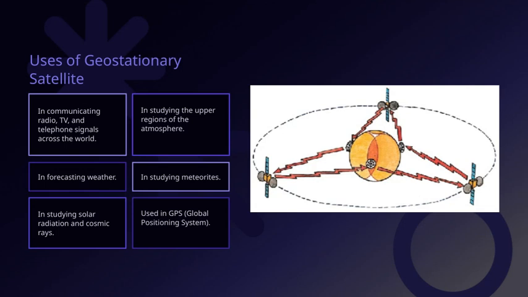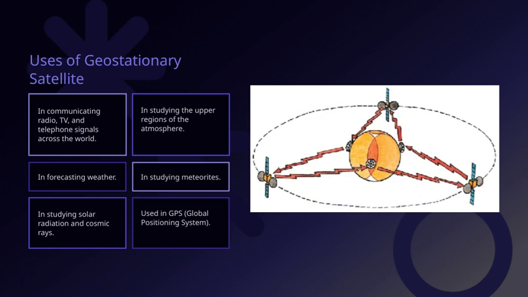Let's take a look at some of the key uses of geostationary satellites. First, they're essential in GPS, or Global Positioning System, helping us navigate accurately around the world. They also play a crucial role in studying meteorites and understanding our solar radiation and cosmic rays, which impact everything from space weather to Earth's climate. Additionally, these satellites are vital for weather forecasting. They provide continuous, real-time images of the atmosphere, allowing meteorologists to track storms and predict weather patterns more effectively. They're also used to study the upper regions of our atmosphere, giving us insights into phenomena that affect communication and climate.